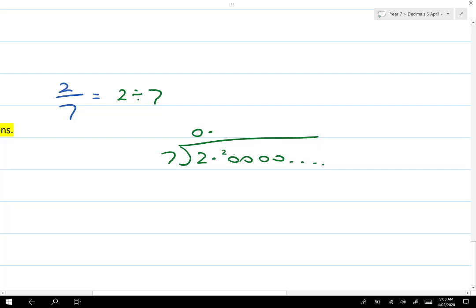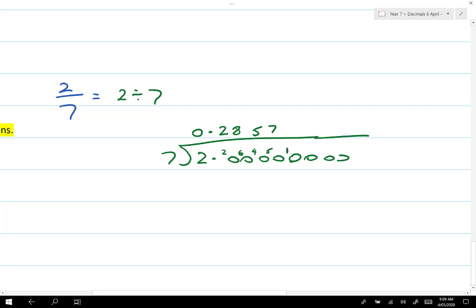So carry the 2. 7 into 20, well, it's almost 21, so it's 2 times, remainder 6. 7 into 60, that's 49, 56, so that's 8 times, remainder 4. 7 into 40, that's 5 times, remainder 5, 35. 7 into 50 is 7 times, remainder 1. And we're just going to keep going until we spot the pattern. I haven't spotted it yet.